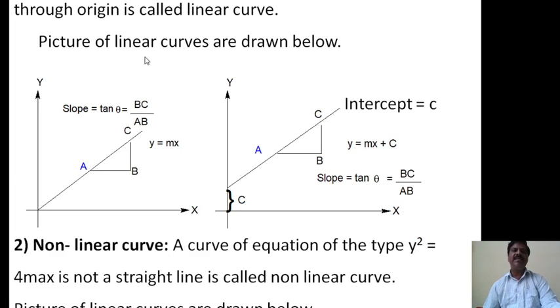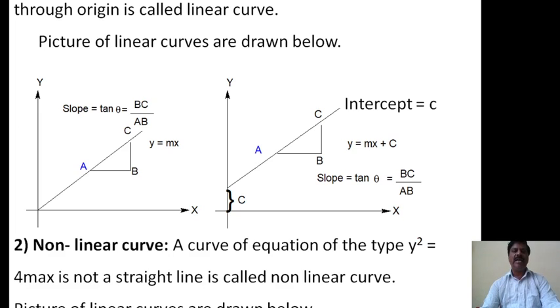Or the other one is y is equal to mx plus c. Here c is a constant, and at x is equal to 0, y will have some value, so it cannot pass through the origin, and it is a straight line. These equations always give straight line curves, and hence it is called a linear curve. Linear means a straight line, there is no curve, it increases steadily.